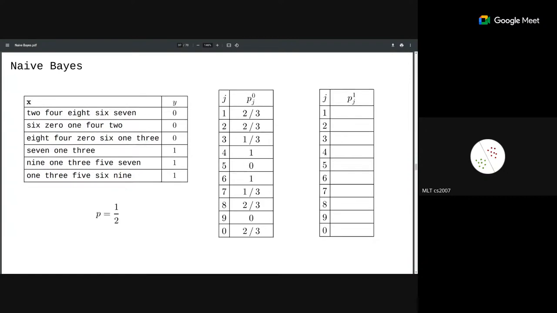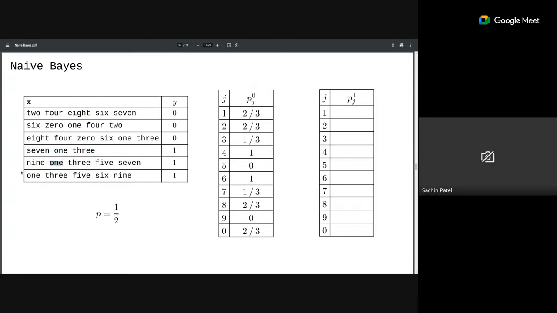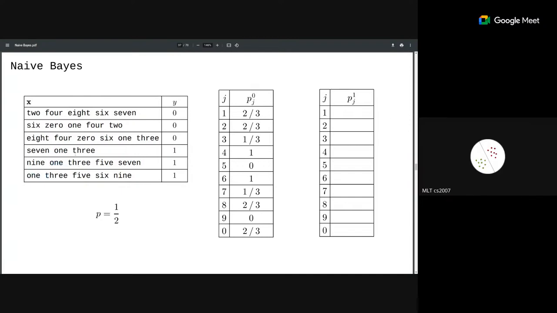Likewise, you can do this. Maybe let's just do pj1, p11, and then I'll reveal the answers here also. It's a one, right? Because 1 has appeared in all training examples from class 1, so the proportion is 1. Likewise, you can do the rest. Maybe we'll take 8. 8 has not occurred in even a single training example from class 1.